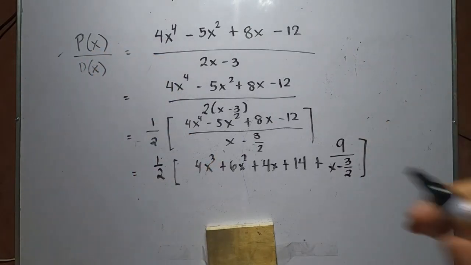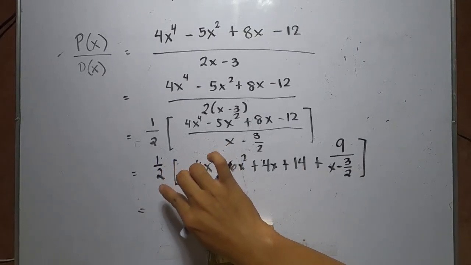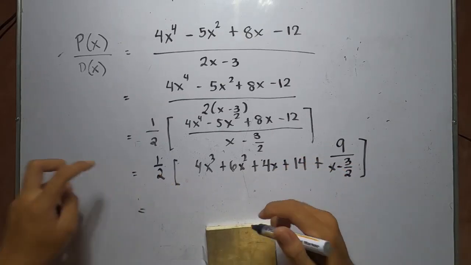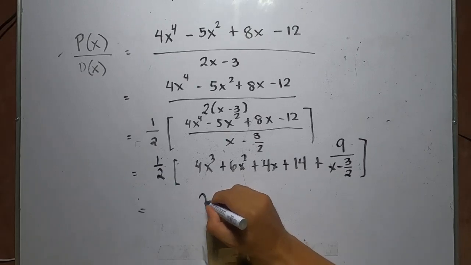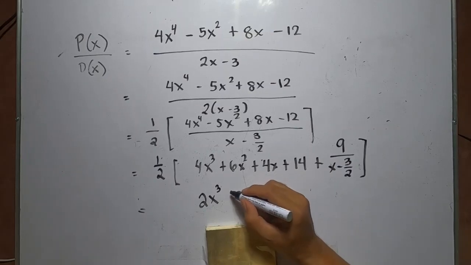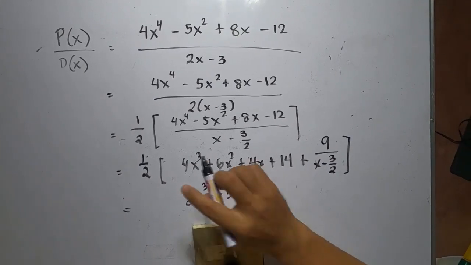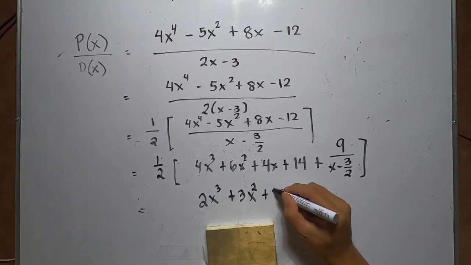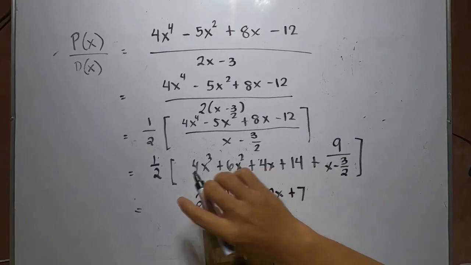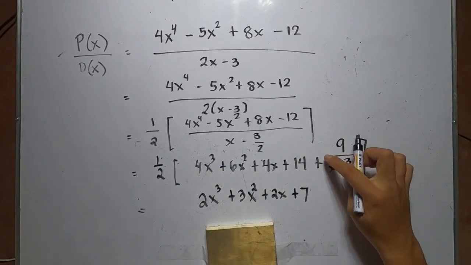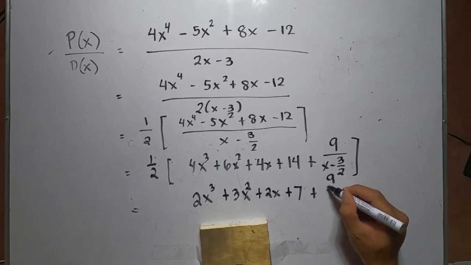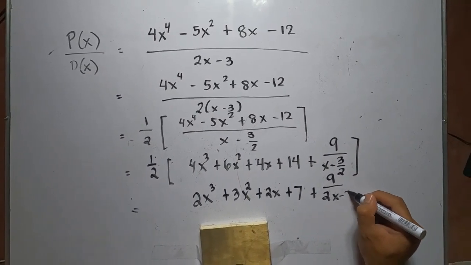So, that is 1/2. 1/2 must be distributed to the whole polynomial. That is 1/2 multiplied by 4x cubed. That is 2x cubed. 1/2 multiplied by positive 6x squared. That is 3x squared. 1/2 multiplied by 4x. That is 2x. 1/2 multiplied by 14. That is 7. And 1/2 multiplied by 9 over x minus 3 halves. That is 9 over 2x minus 3.